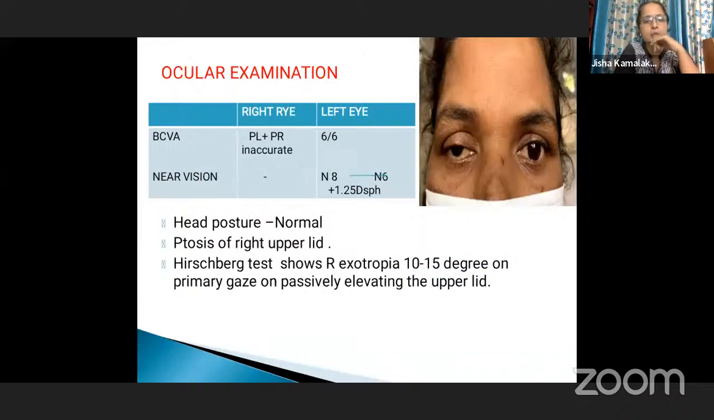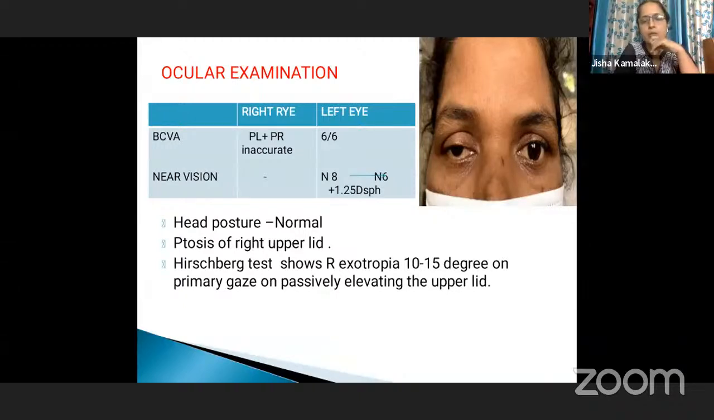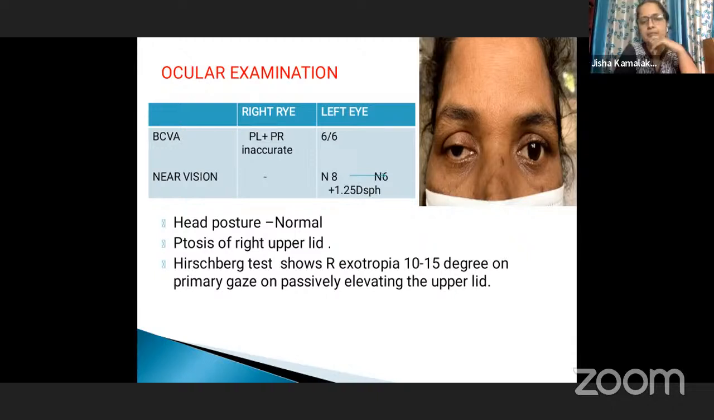Okay, in spite of that ptosis, did you expect any abnormal head posture when you saw that there is ptosis? There's a chin elevation. Okay, why? But you said head posture is normal. What could be the reason? Because the patient has very poor vision, so the patient does not appreciate any diplopia. Okay.